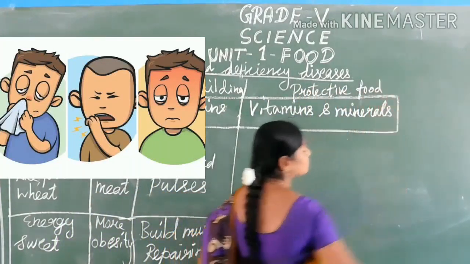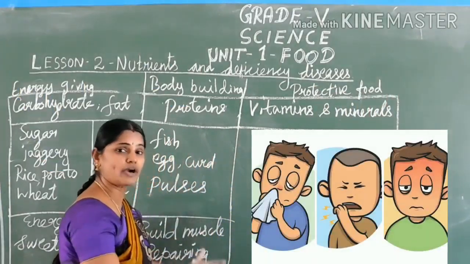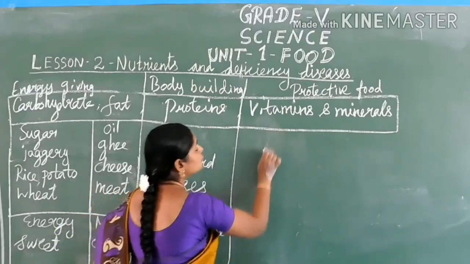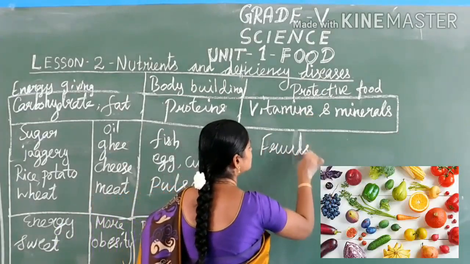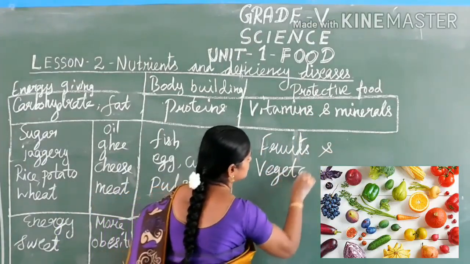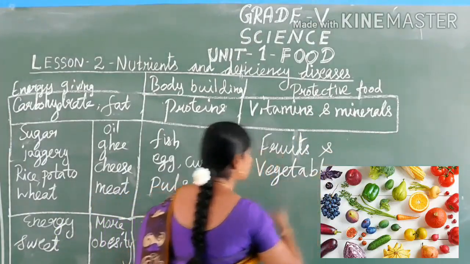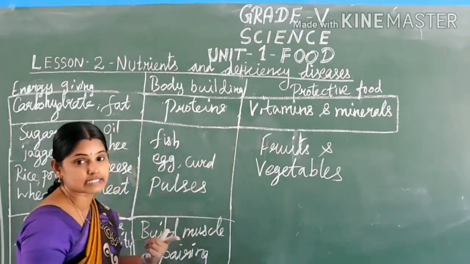So what is it protective? It protects us from diseases. Oh, what food item is it? So this is fruits and vegetables. You can write all the fruits and vegetables names over this. Fruits and vegetables. Okay. So fruits and vegetables protect us from diseases.